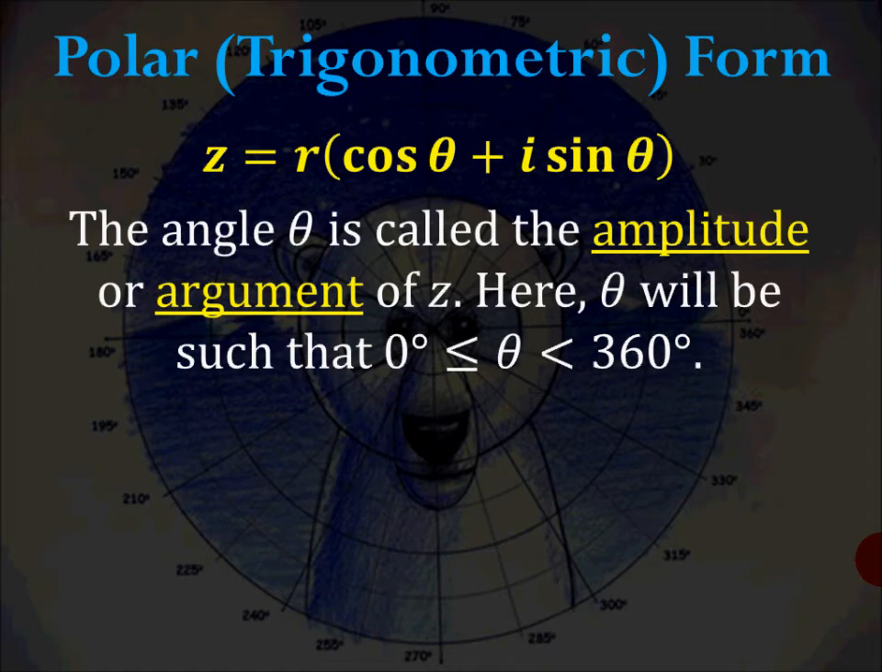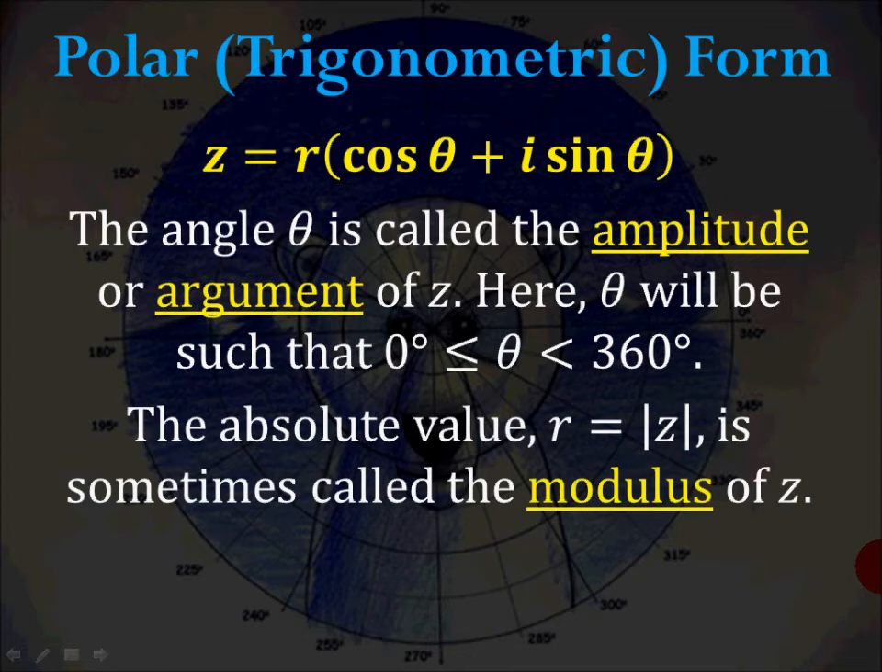So the angle theta here is called the amplitude or argument of z. So here theta will be such that theta is between 0 and 360, or 0 inclusive but excluding 360. So when we write out numbers, we're going to choose a number from 0 to 360. And if it's over 360, you could always use the coterminal angle that is between 0 and 360. The absolute value, r equals the absolute value of z, is sometimes called the modulus of z.